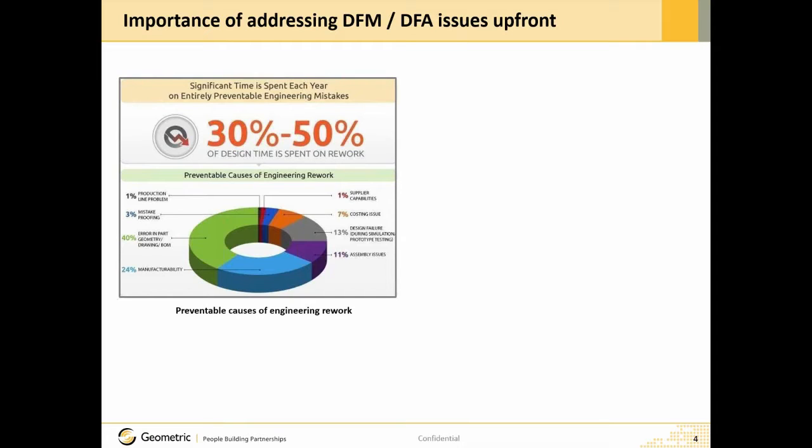But out of this, if you look at preventable changes, which really can be addressed right at the design stage, you can look at this graph which depicts that 24% of this arise out of manufacturability, 40% from errors in part geometry, a few of them, 3%, coming from mistake proofing or something to do with poka-yoke, or even 7% come from costing issues.